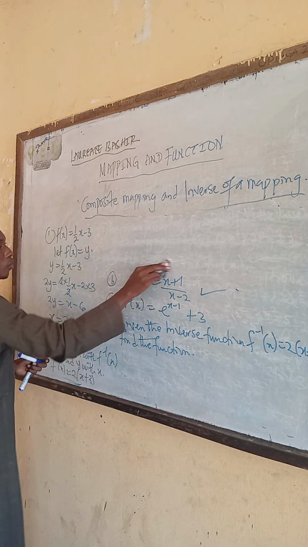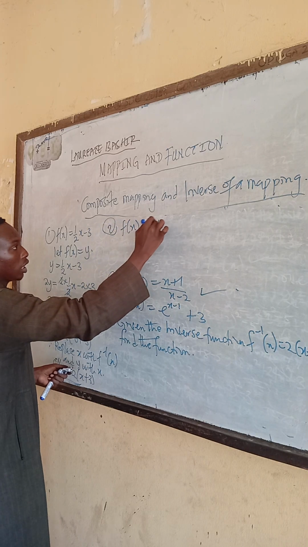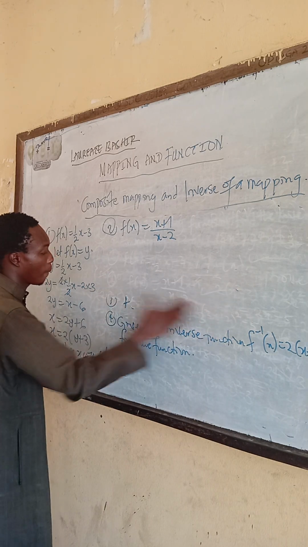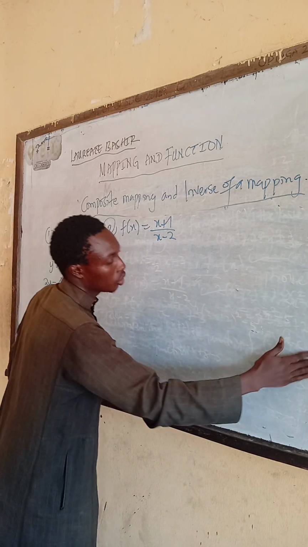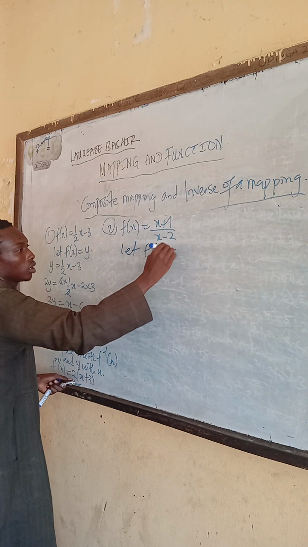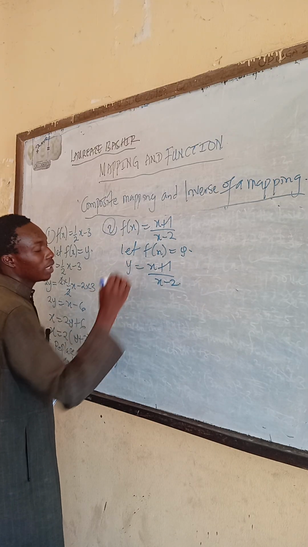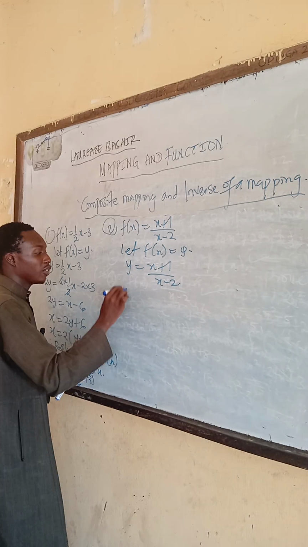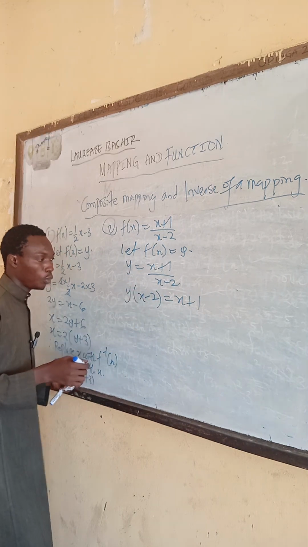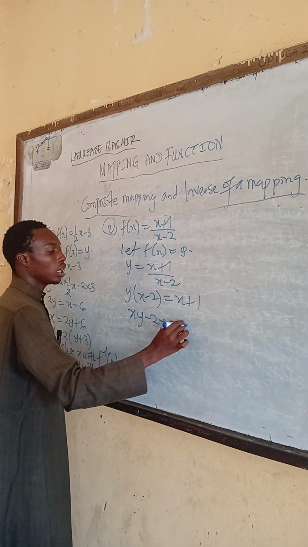Then the next one, I'm having f of x equals x plus 1 over x minus 2. I want to find the f inverse of x. So let f of x equal y, so y equals x plus 1 over x minus 2. We want to make x the subject of the formula. Cross multiply, you have y open bracket x minus 2 equals x plus 1. Now open the bracket. You are going to have xy minus 2y equals x plus 1.